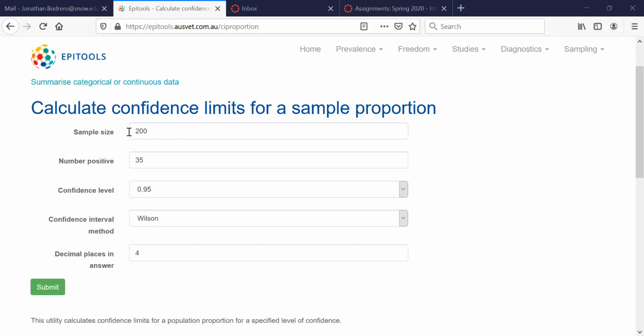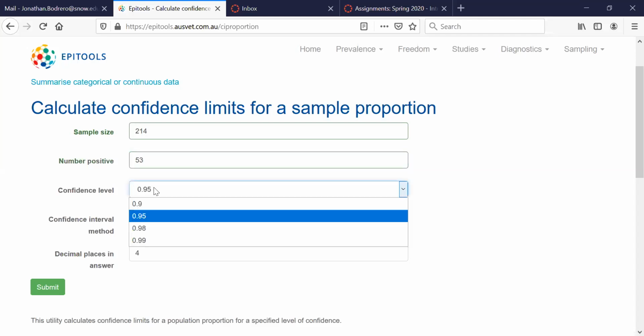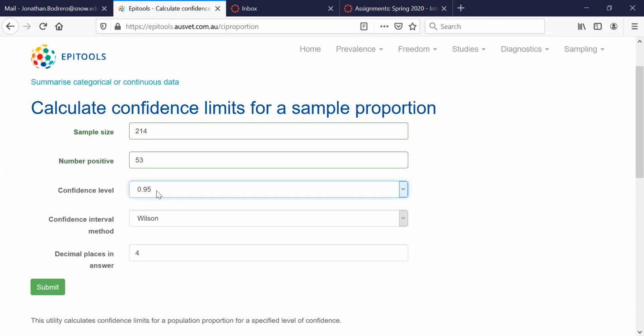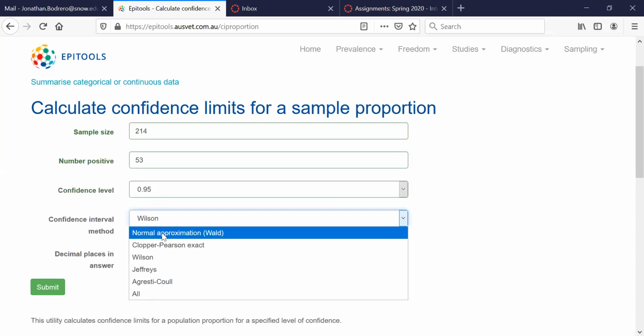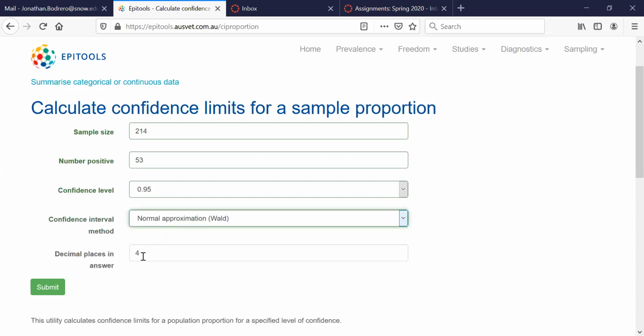So let's fill in our numbers here. Our sample size was a total of 214 M&Ms, of which 53 were blue. We're going to use a 95% confidence level. Note that you can change that, but we're going to stick with the convention of 95%. We're going to use the normal approximation or Wald method, and we'll leave 4 decimal places in our answer.